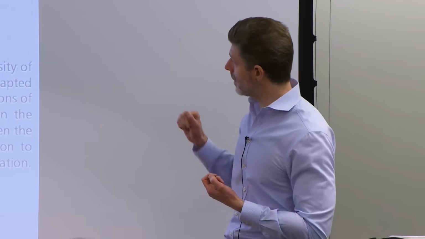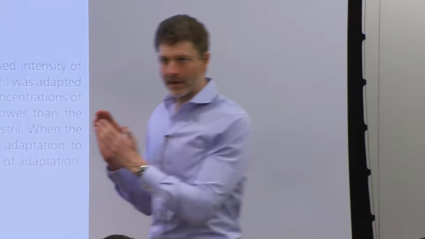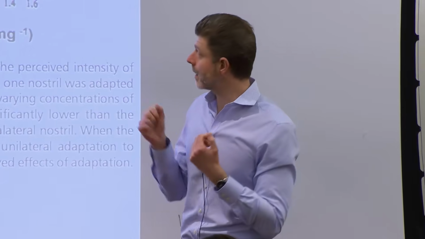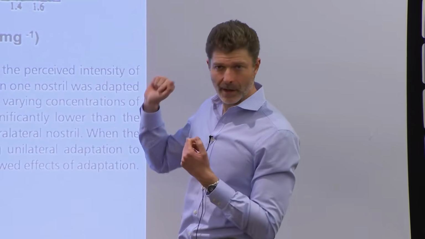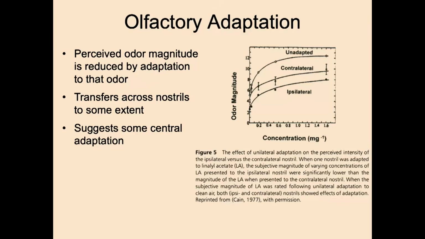What is being measured in the experiment before and after the adaptation is ratings of odor magnitude at different odor concentrations. We expect that as we increase the concentration of the odorant, so there's more of these molecules in the air, the odor magnitude is going to go up, with some shape. The unadapted curve shows you the magnitude ratings for these odors when you're not adapted. And then there are two conditions following adaptation.